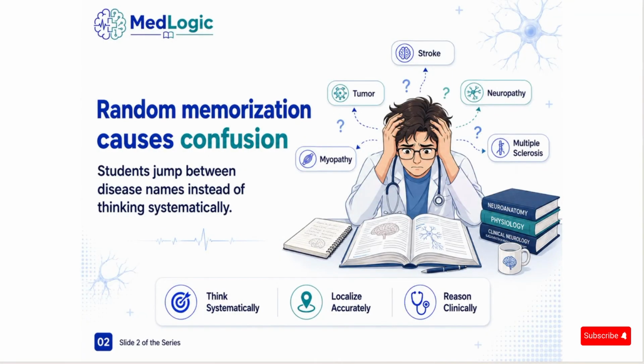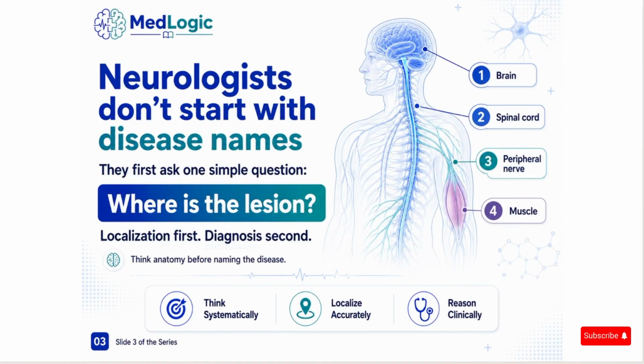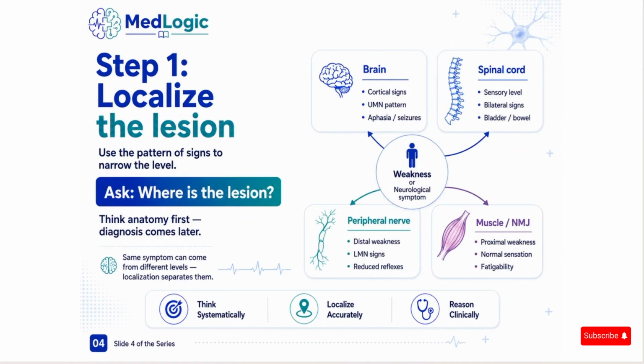Most students find neurology difficult because they try to memorize diseases randomly. They see weakness and immediately think stroke, tumor, neuropathy, myopathy, multiple sclerosis, and then everything becomes confusing. But neurologists don't start with disease names. They start with one simple question: where is the lesion? In this video, we'll learn a simple framework to approach any neurology patient step by step.